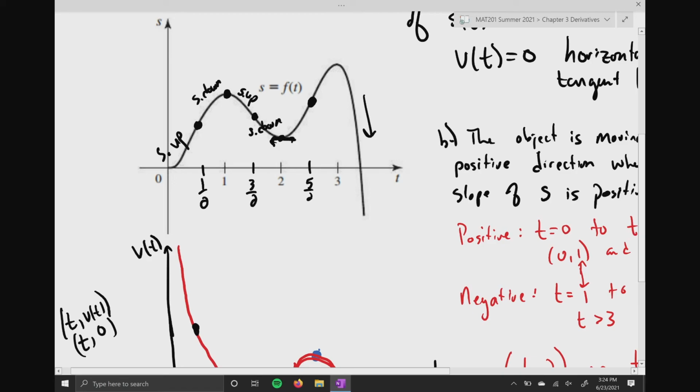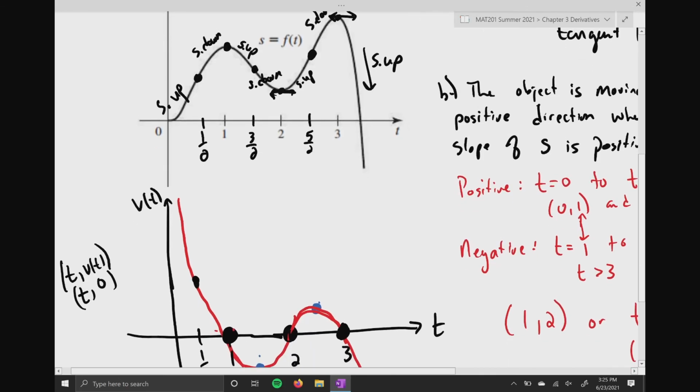Then we get to the bottom, we start to come back up. So from 2 to 5/2, we're going to be speeding up. And then from 5/2 to 3, we're going to be speeding down. We hit this horizontal tangent. We know it's 0 there. And then after that, we're just going to be speeding up all the way from 3 to infinity.